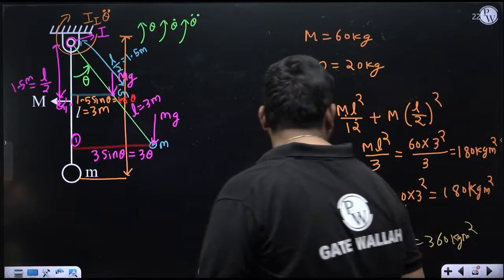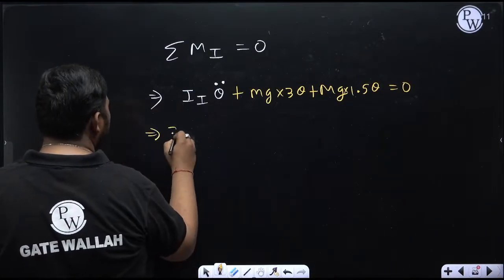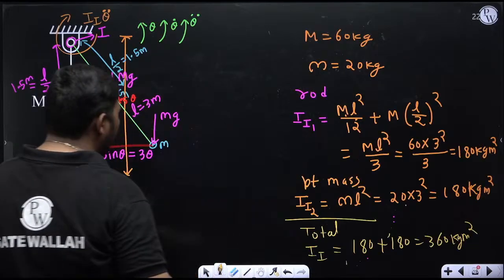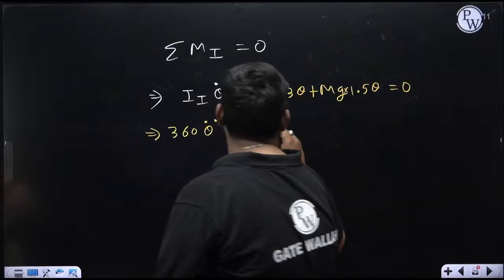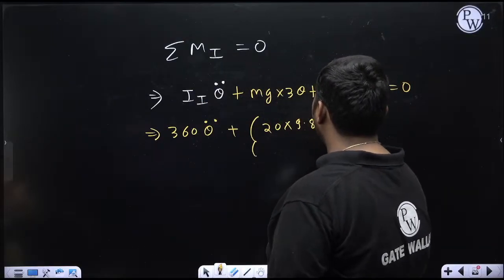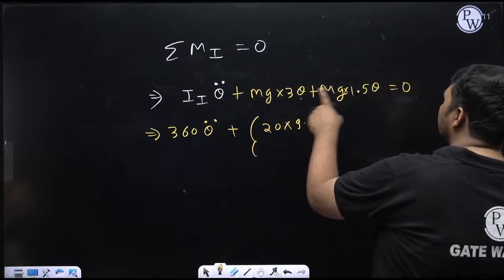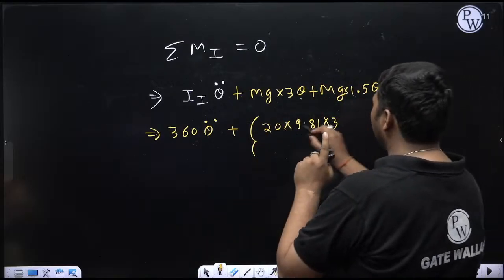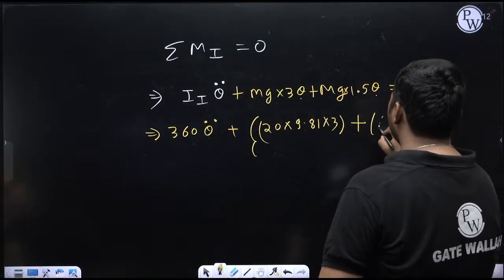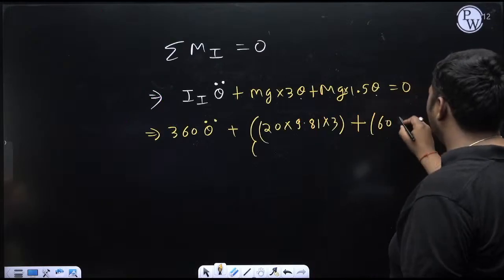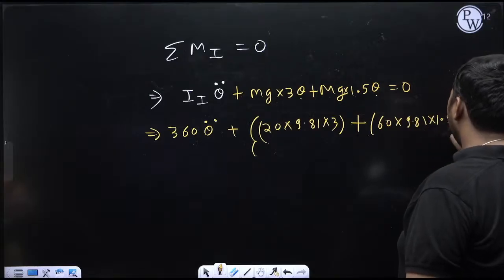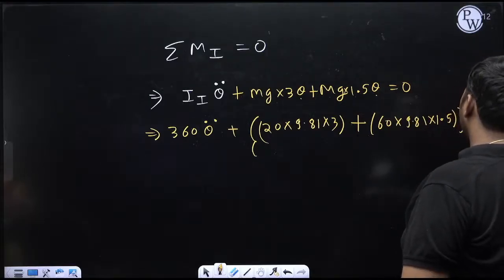Now just put the values. I about I total is 360 kg meter square, so 360 theta double dot plus small m is 20 kg, so 20, if g is not given, take 9.81, into 3 into theta. Here also theta is coming, so I am taking theta part common, so plus theta, I am taking common, capital M, which is 60 kg, into g, 9.81, into 1.5 into theta. Theta part I have taken common, this is equal to 0.